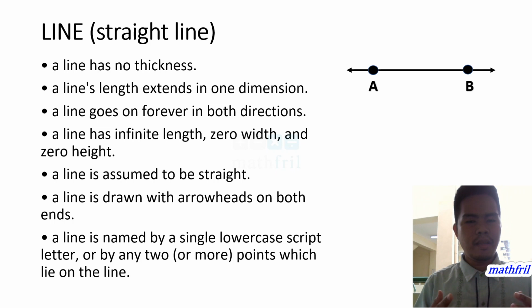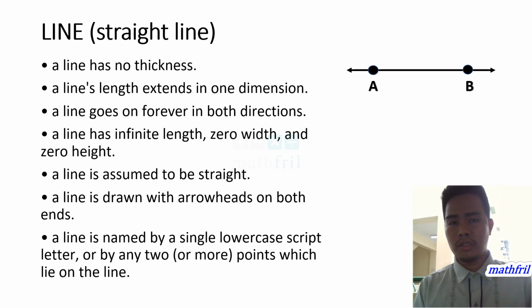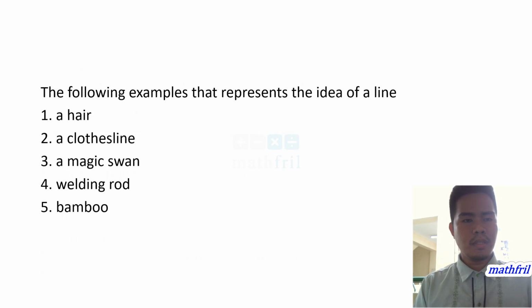Lastly, a line is named by a single lowercase script letter, or by any two points on the line. Actually, I can add something to it. A line can also be represented by Greek letters like alpha, beta, gamma, and can also be represented by two letters depending on the position of the line in the illustration being given. Later we will expound on these details. So that's the second undefined term, which is a line. Now let's proceed to its examples.